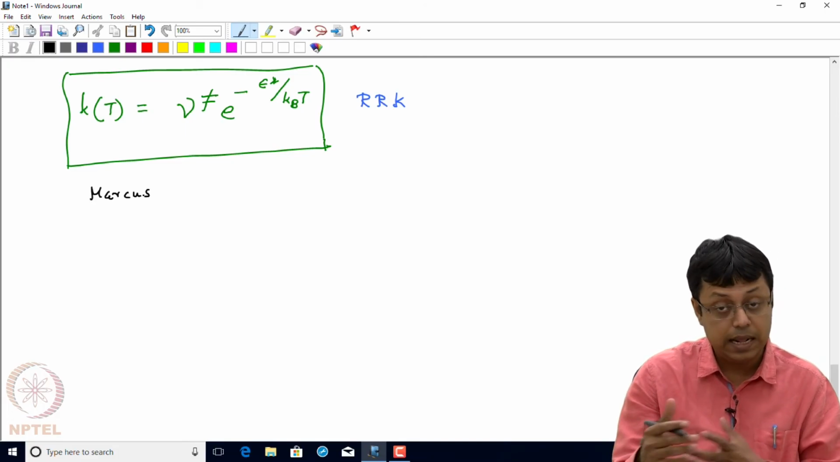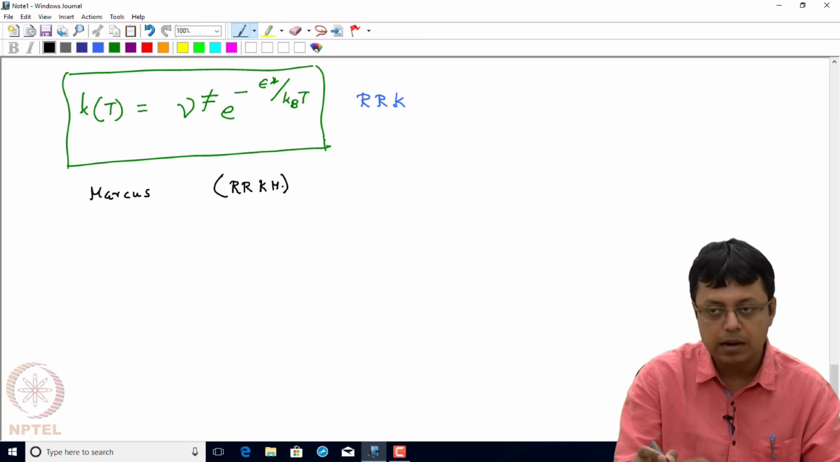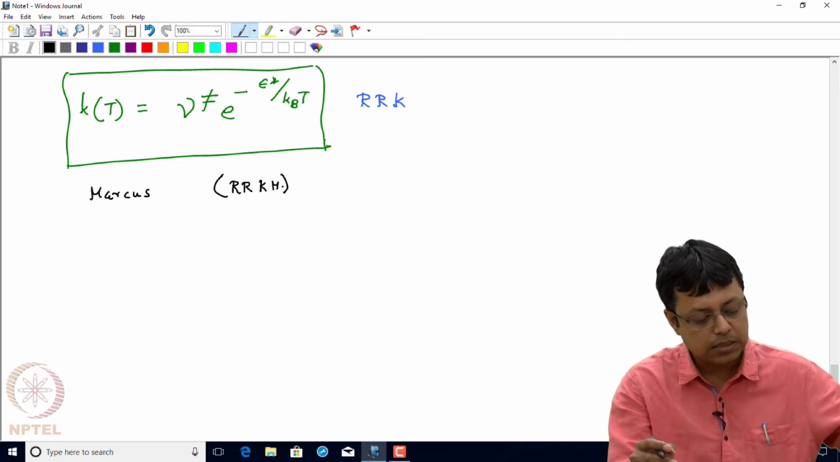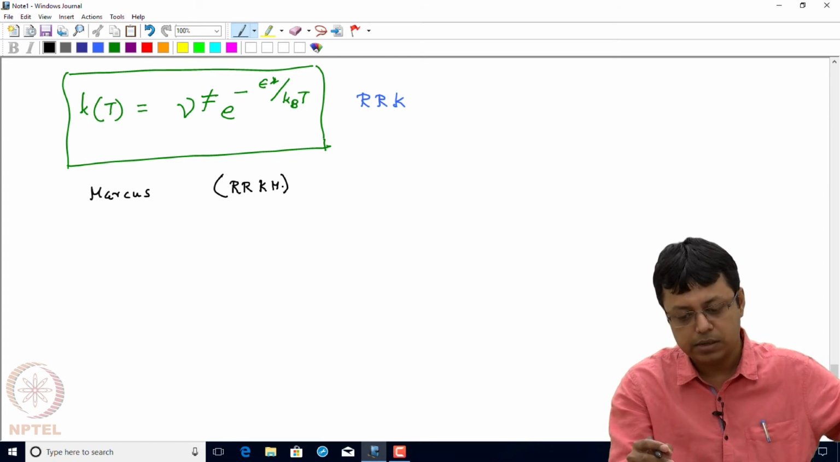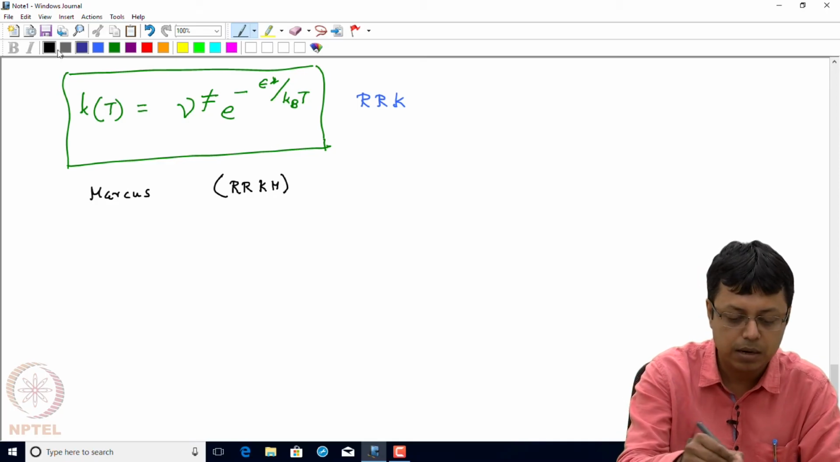Now the final modification was done by Rudy Marcus, who modified this RRK theory, and that's why this theory is called RRKM theory. Again, RRKM theory is beyond the scope of our discussion, but what Marcus did is very interesting. I think I'll just tell you the salient features of what Marcus did.